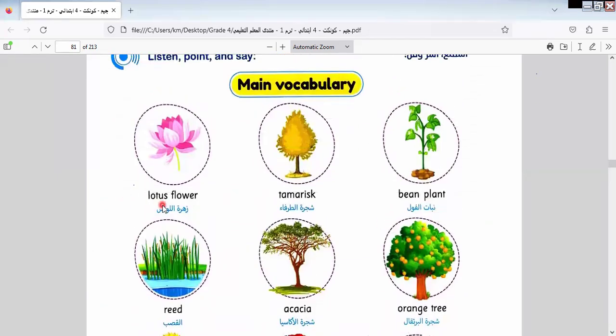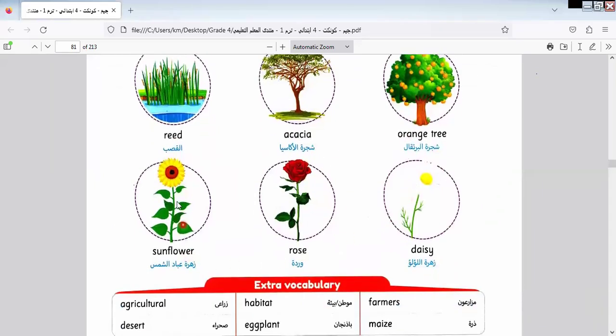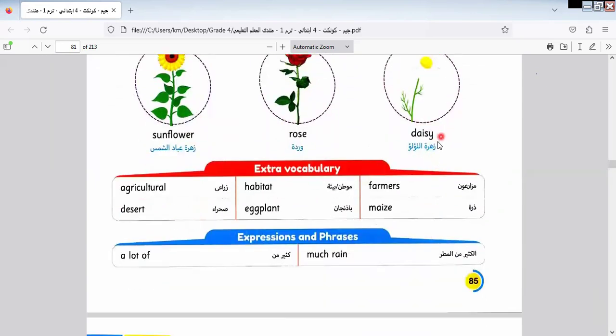Repeat after me. Lotus flower, tamarisk, bean plant, reed, acacia, orange tree, sunflower, rose, daisy. This is the kind of flowers.